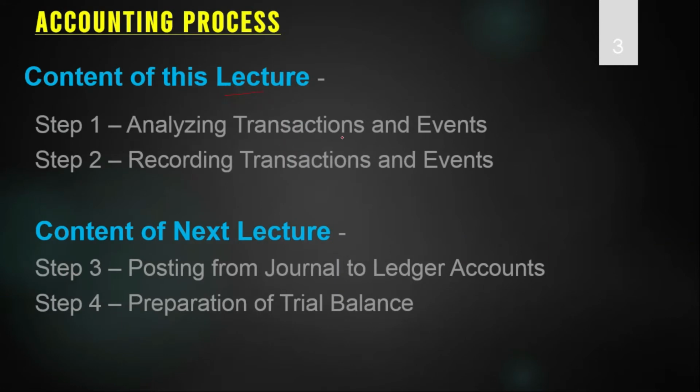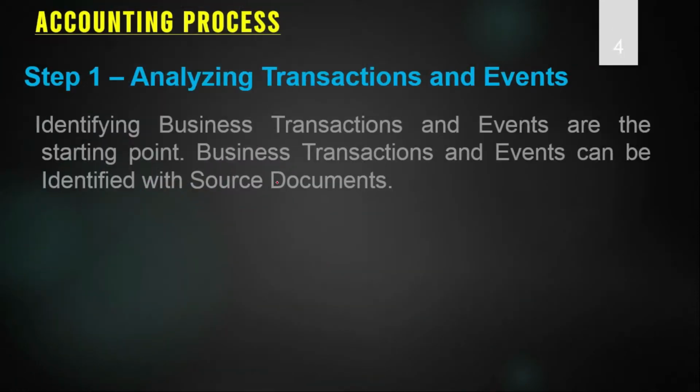Actually, this lecture is about two steps: analyzing the transactions and events, and recording the transactions and events. In the next lecture we shall discuss the posting from journal to ledger and the preparation of the trial balance. So let us begin with step 1, analyzing transactions and events. What is this? Identifying business transactions and events is the starting point. So first of all, we have to identify them, as we have already discussed.